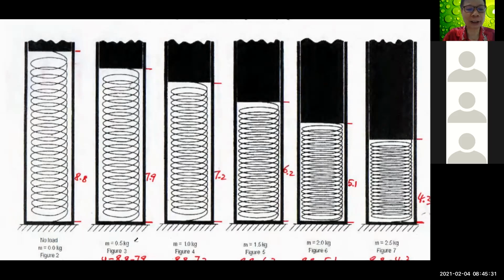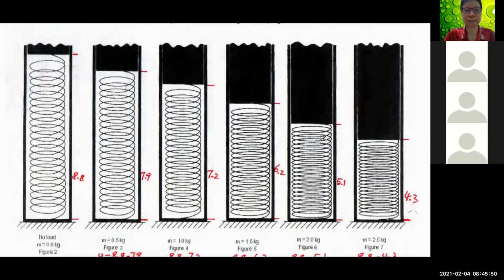For the second one, you put 0.5 kilo. So it will compress the spring and it becomes shorter. So please measure. Don't copy the answer. You have to measure it on your own paper. Mine is 7.9 and so on. Okay, so do it now, in 2 minutes' time, get all the measurements done.